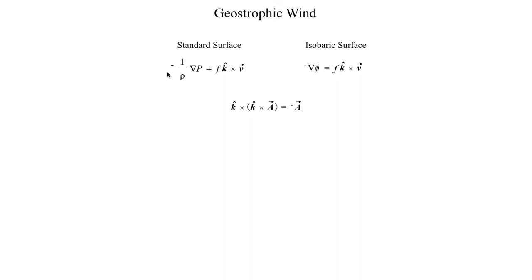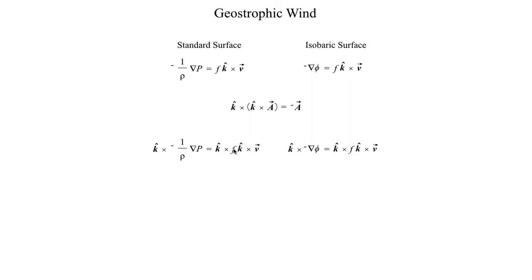So we'll k hat cross our pressure gradient force and then k hat cross the right hand side, and then same thing over here for the isobaric case. So here we'll k hat cross the left hand side and also k hat cross the right hand side. And if we do that, we get a result that looks something like this.